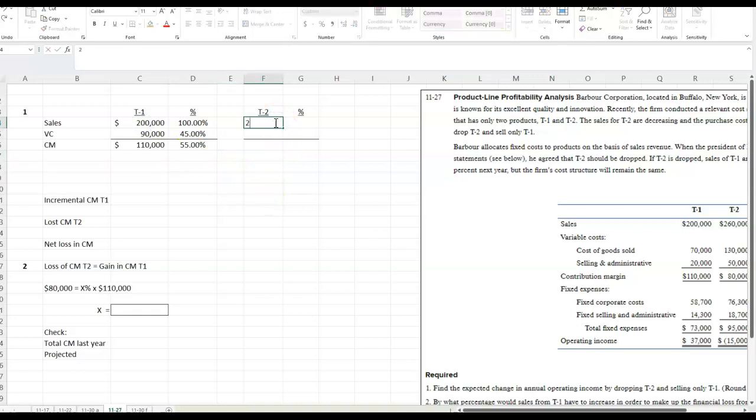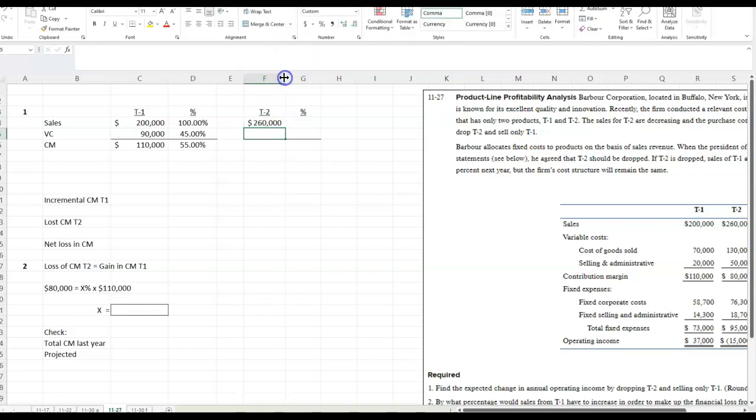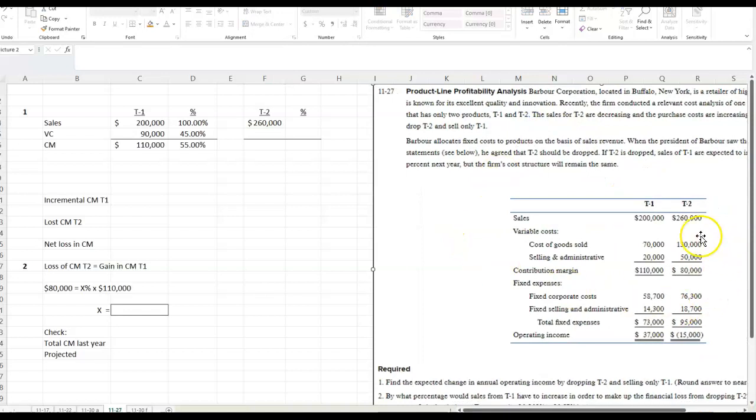T2, sales are 260,000. Let me move this over a tad. Our variable costs are 130,000 plus 50,000, or 180,000. That makes our contribution margin 80,000. Percents, 260 divided by 260. Variable cost ratio is 180 divided by 260. And contribution margin ratio is 80 divided by 260. Okay.